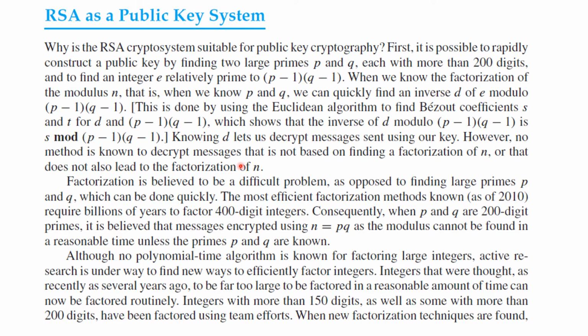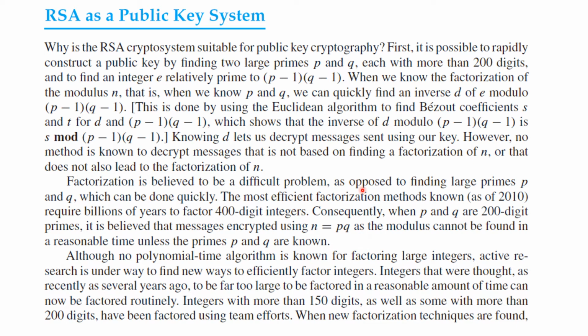However, no method is known to decrypt messages that is not based on finding a factorization of n, or that does not also lead to a factorization of n. Now, factorization is believed to be a very difficult problem, as opposed to finding large primes, which can be done quickly. The most efficient factorization methods known as of 2010 require billions of years to factor 400-digit integers. Consequently, when these are 200-digit primes, it's believed that a message encrypted with the modulus cannot be decrypted in a reasonable time unless p and q are also known. That means this is considered bulletproof.